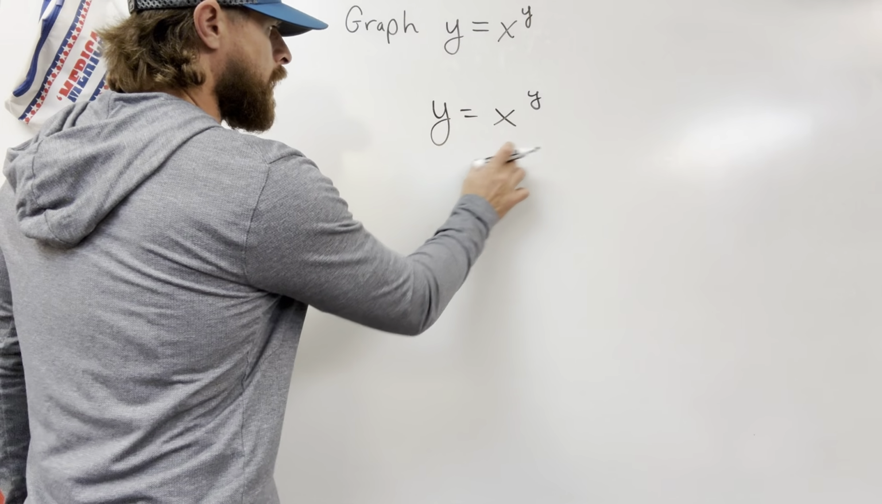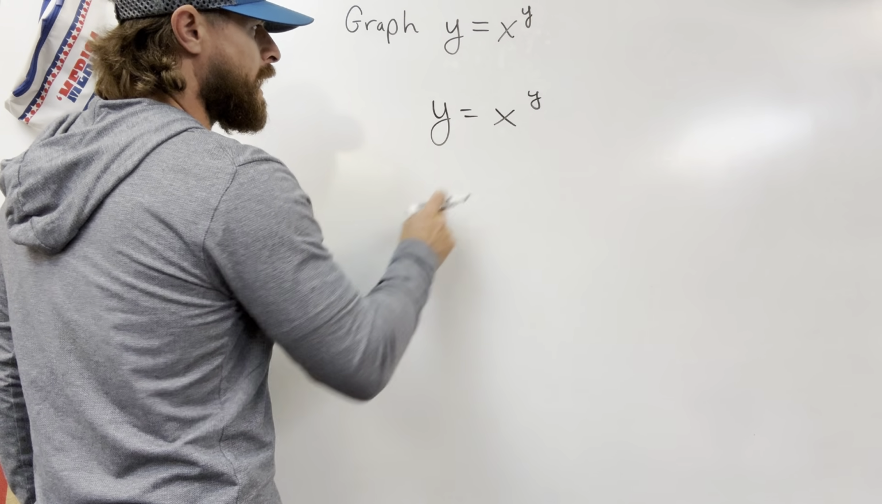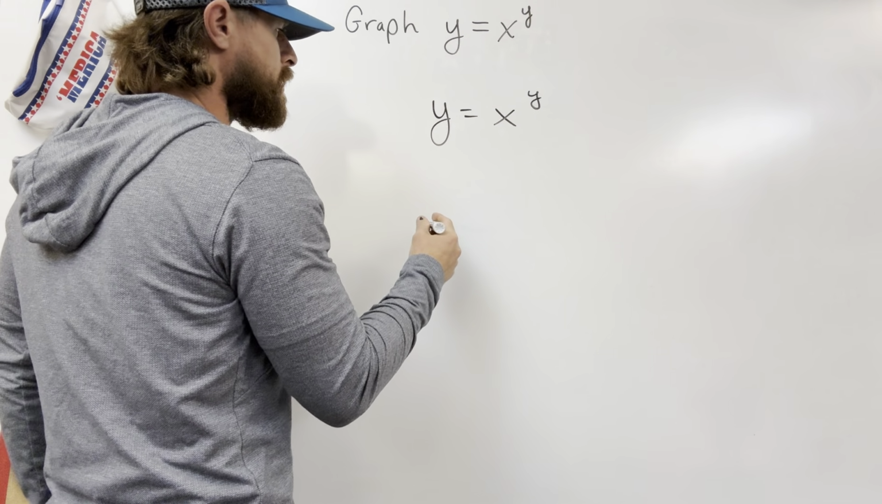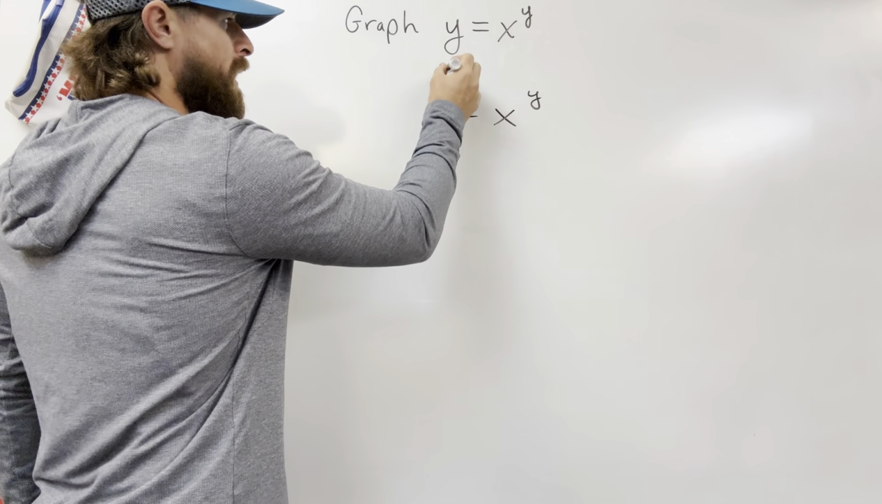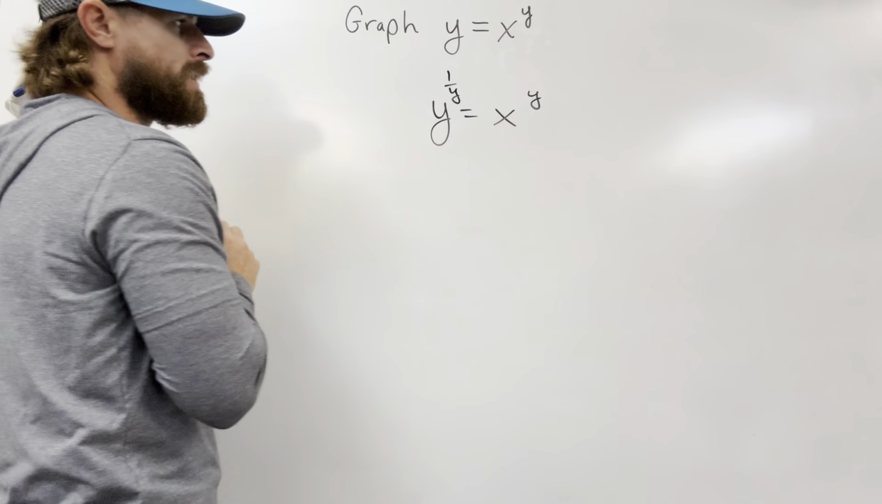So here we go. All right, we got y equals x to the power of y. We got to get rid of this exponent. So how are we going to do that? One trick we could do is we could raise both sides of this equation to the power of 1 over y. And I'll show you what that does here in a second.